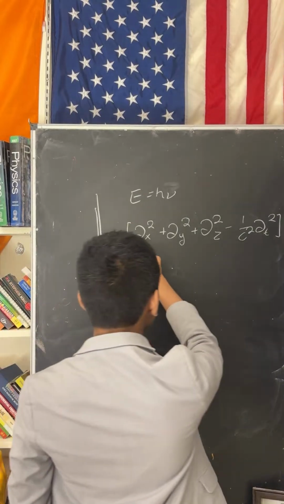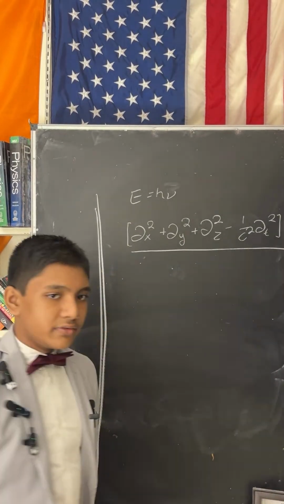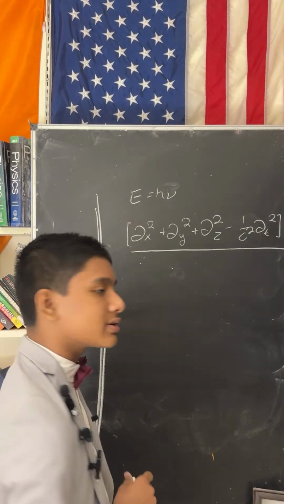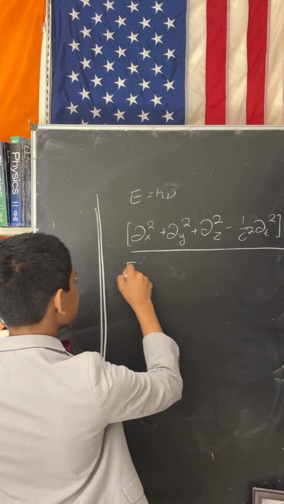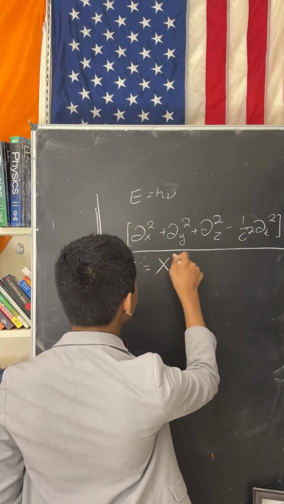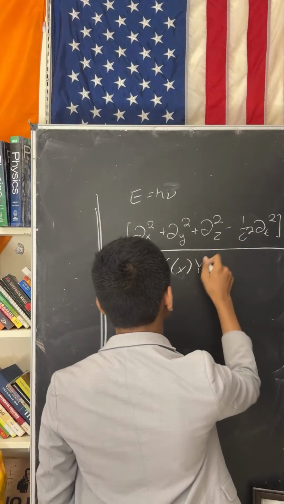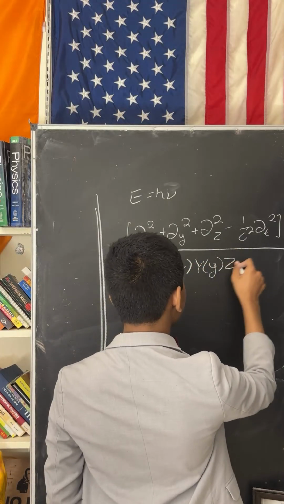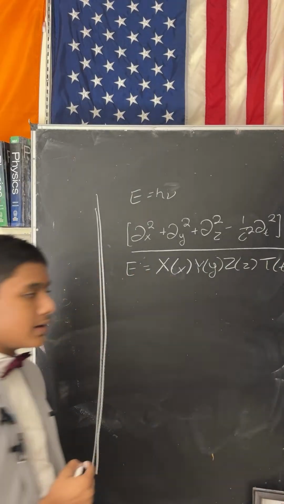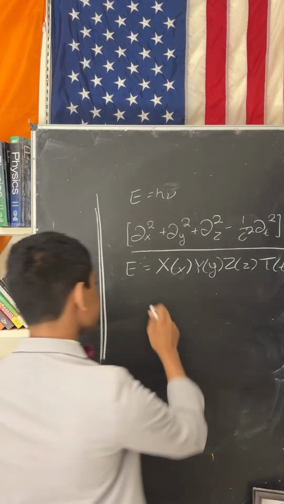Well, we can't solve this without one of, as you'll come to see during quantum mechanics, our favorite techniques to solve partial differential equations: separation of variables. We're going to assume E can be written as the product of a function of x, y, z, and time. If we do that, then what do we get?